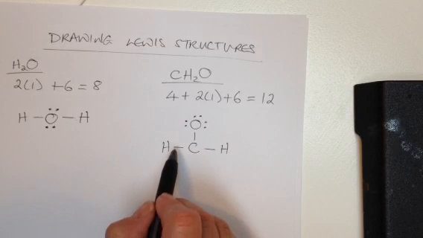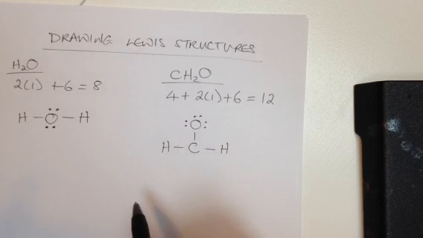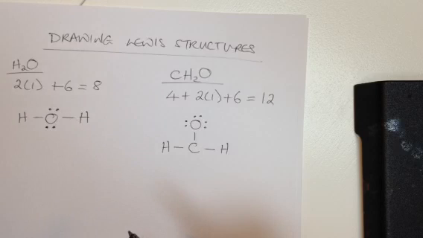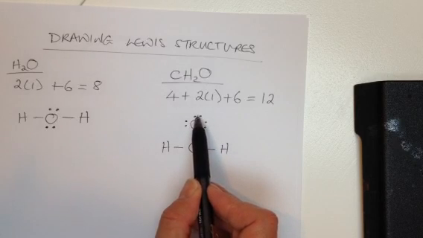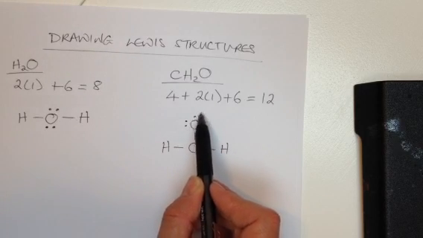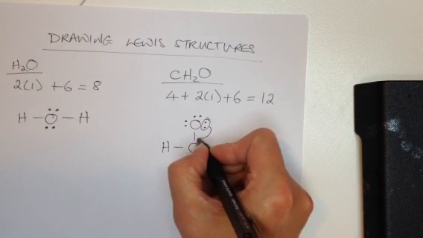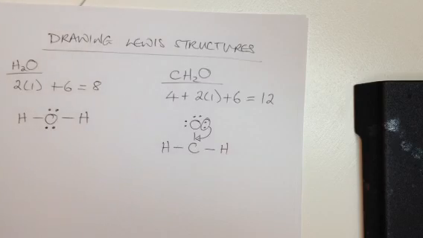Does the carbon have an octet? 2, 4, 6. No, it doesn't. So carbon is not happy. So what we have to do then is make a multiple bond. And by multiple bond, I mean a double bond or a triple bond. So to make a double bond or a triple bond, we have to take pairs of electrons, lone pairs of electrons from the terminal atom and move them into the bonding region. So we could take this group and we could move it into the bonding region here.